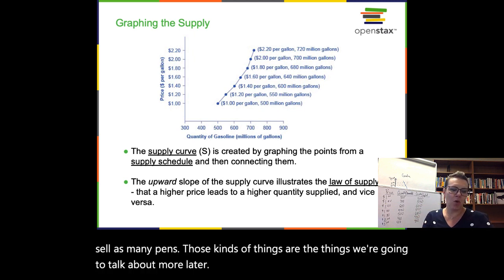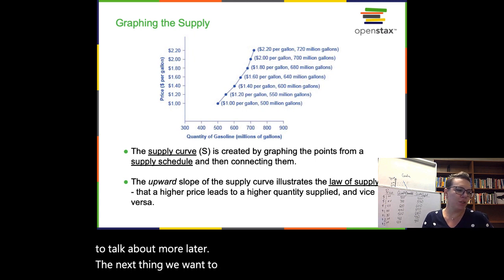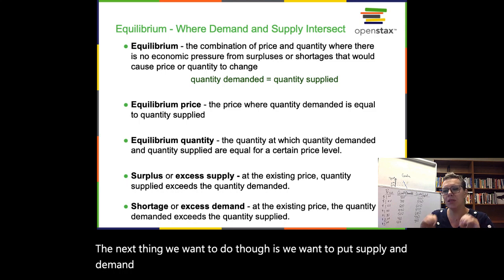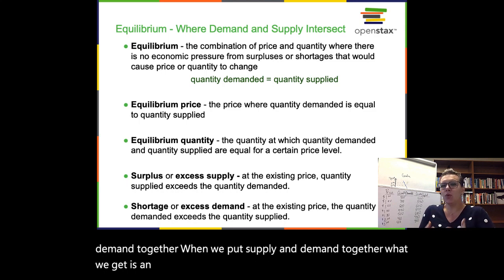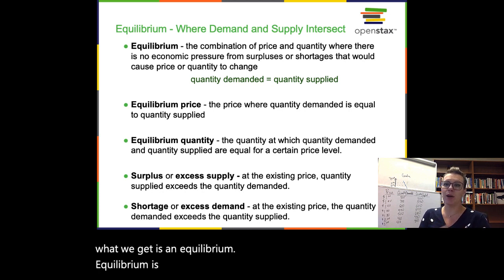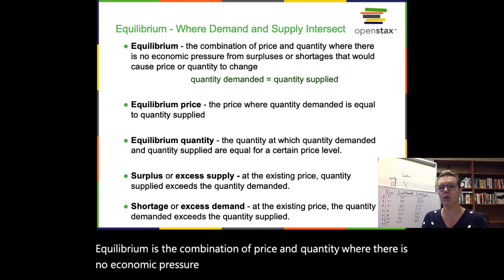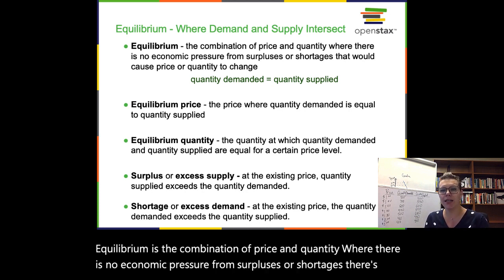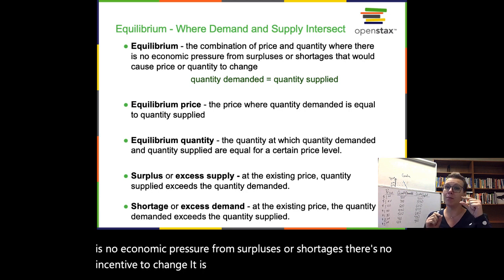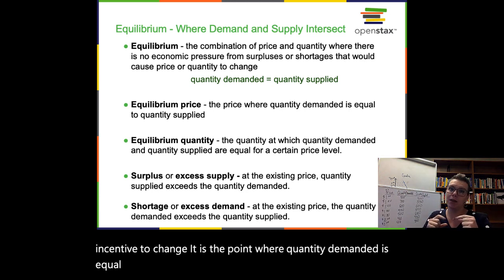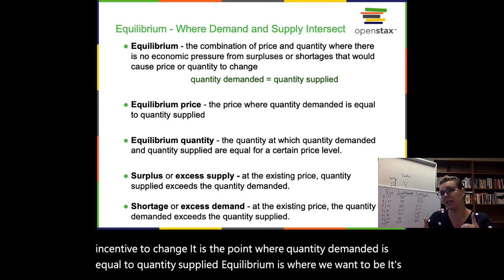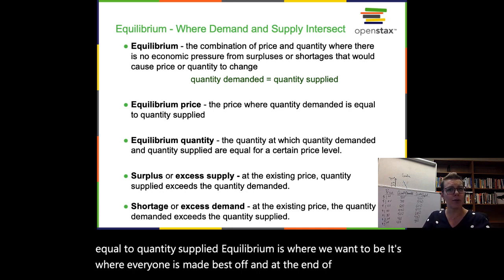The next thing we want to do, though, is we want to put supply and demand together. When we put supply and demand together, what we get is an equilibrium. Equilibrium is the combination of price and quantity where there is no economic pressure from surpluses or shortages. There's no incentive to change. It is the point where quantity demanded is equal to quantity supplied. Equilibrium is where we want to be. It's where everyone is made best off. And at the end of the chapter, we'll talk more about what that means.